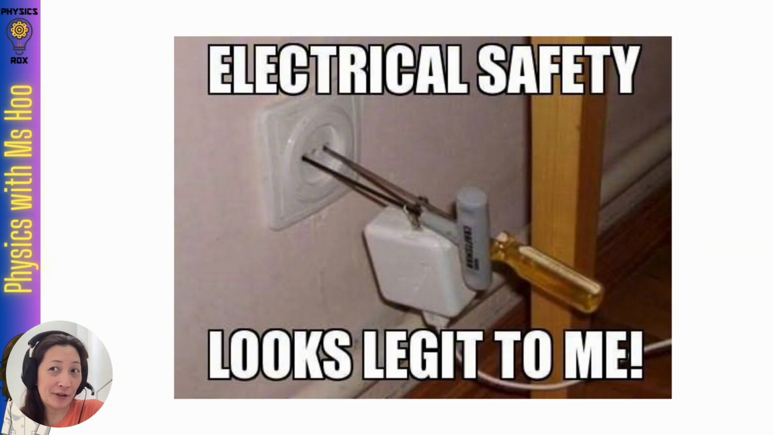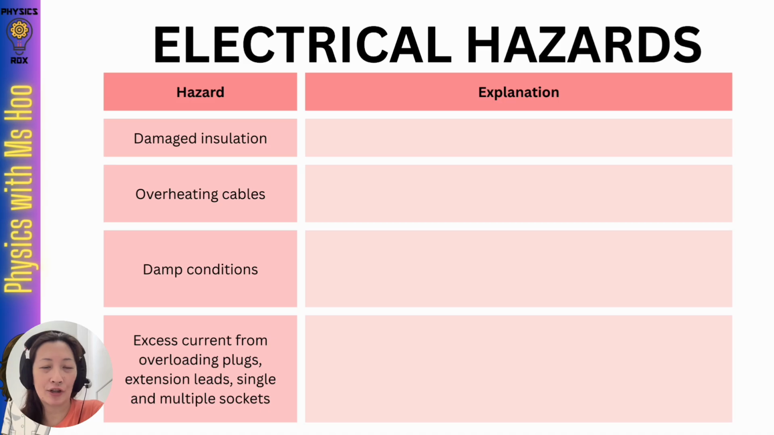So now let's go into what we really need to learn about electrical safety, starting first with electrical hazards. Now in your syllabus, you need to know about the following 4 hazards: damaged insulation, overheating cables, damp conditions, and excess currents from overloading plugs, extension leads, single and multiple sockets. What we'll go through is an explanation as to why each of these are considered electrical hazards, starting first with damaged insulation. So damaged insulation here refers to the plastic or rubber covering the wire.